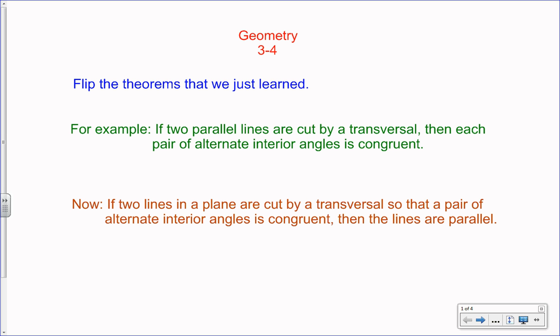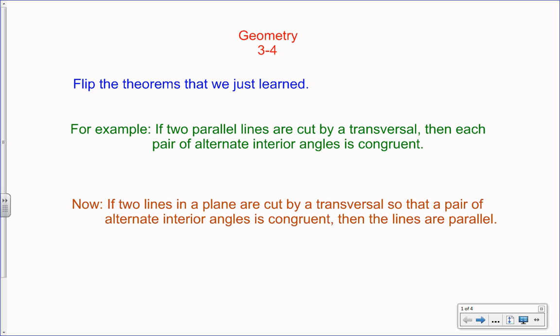So for example, before, in this green here, it said if two parallel lines are cut by a transversal, that's how we started them, correct? Then each pair of alternate interior angles is congruent. We know that to be true. Now the theorem would read, if two lines in a plane are cut by a transversal so that a pair of alternate interior angles is congruent, then the lines are parallel. Do you see how it is slightly different? And this one does work in both directions. It is true both ways.